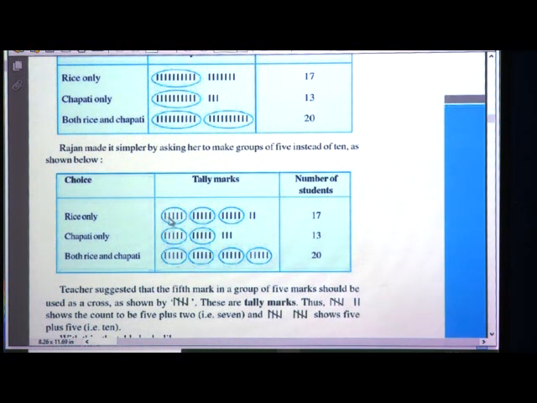In a group, 5 lines should be there: 5, 10, 15 and 2, 17; 5, 10 and 3, 13; 5, 10, 15, 20. So, we get 20.